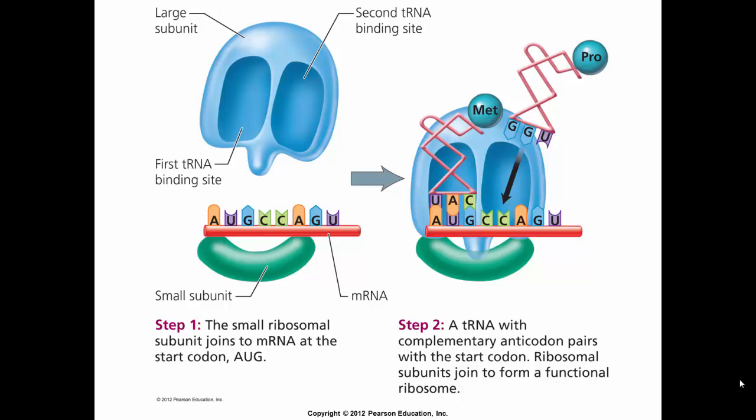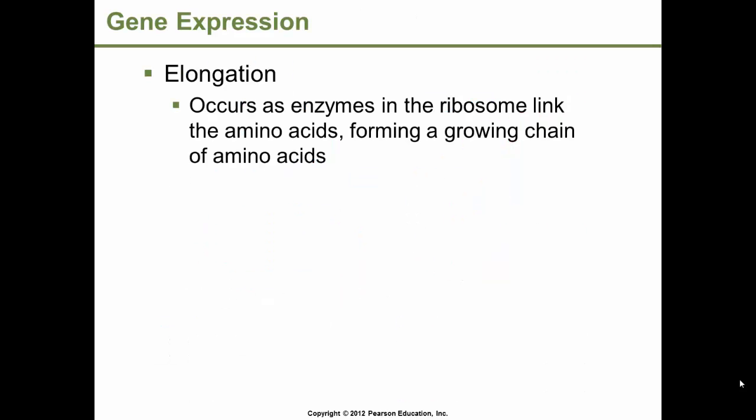So the small ribosomal subunit is going to join the mRNA at that start codon. The tRNA with the complementary anticodon is going to pair with the start codon, and on the anticodon you can see that would be UAC, complementary base pairing. So the ribosomal subunits join to form the functional ribosome. Next, elongation is going to occur as the enzymes in the ribosome link amino acids, forming a growing chain of amino acids into a protein.